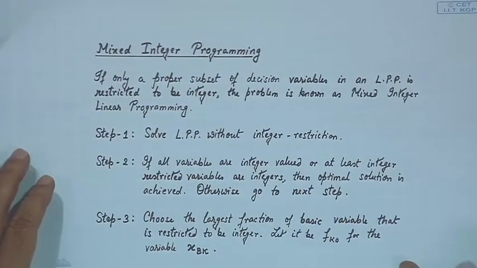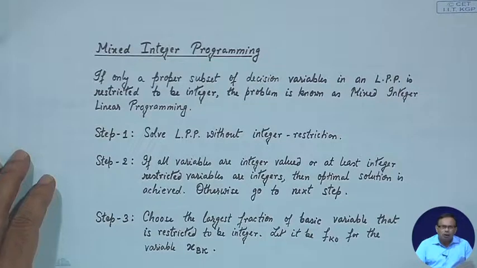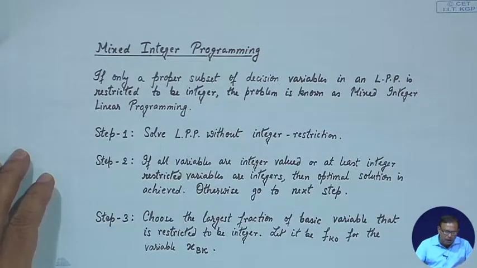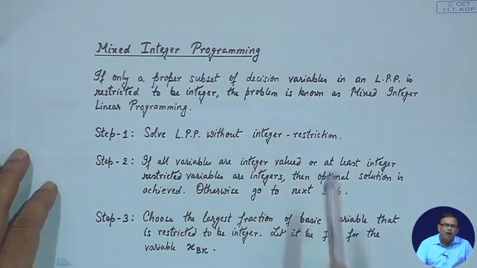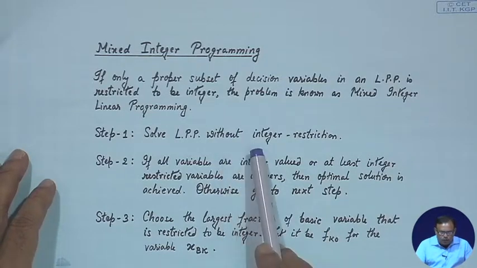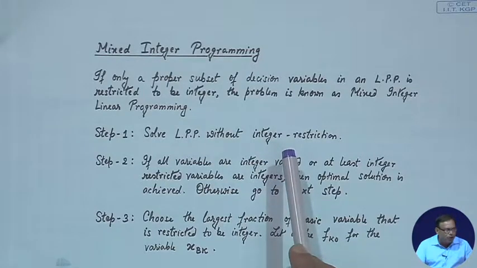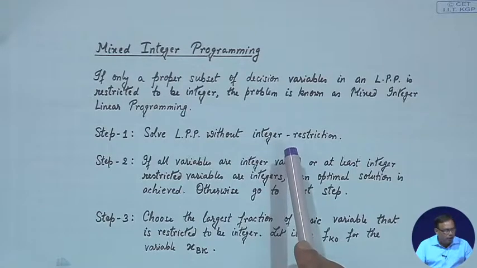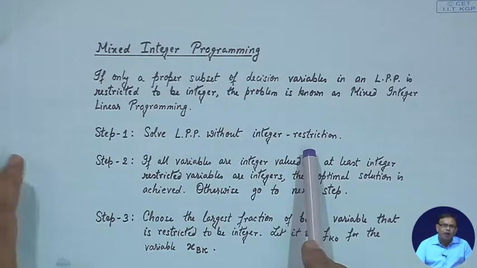So, if only a proper subset of the decision variables in an LPP is restricted to be integer, the problem is known as a mixed integer linear programming problem. Some of the decision variables are restricted to integers, and other variables may take real values. What are the steps? Step 1: solve the LPP without the integer restriction first. That means as if you do not have any restriction on it. In that way, you solve this particular problem, as we have done earlier.